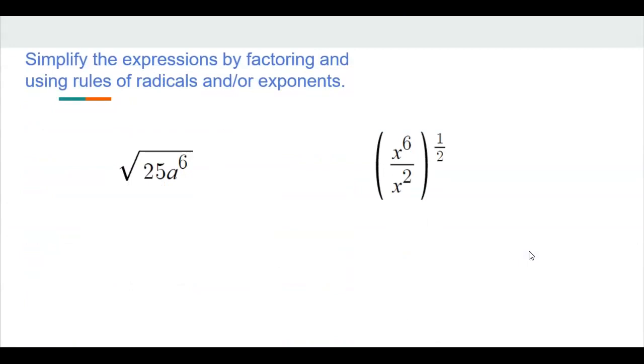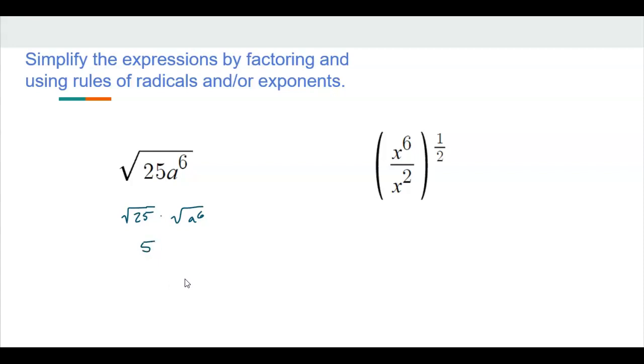Let's look at some more examples. Square root of 25a to the 6th. How might we handle that? Maybe we can split these out. Root 25 times root a to the 6th, right? We can just distribute the radical over multiplication. Now we know that root 25 is 5.